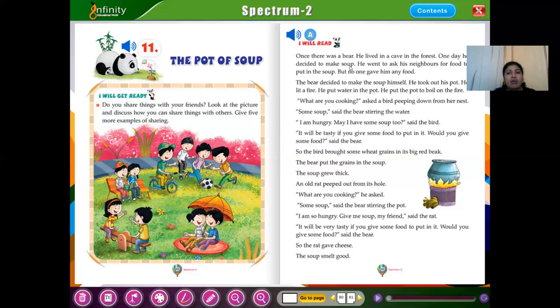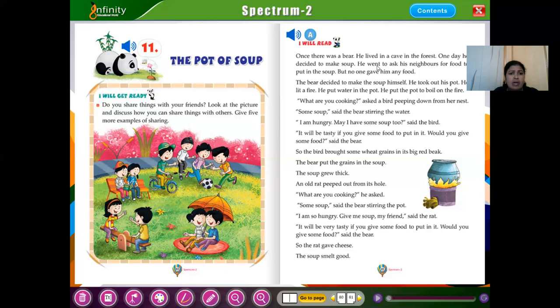So, one day, the bear decided to make soup. You already understand what soup is. Soup is a liquid food. Okay. So, who decided to make soup? The bear. A bear decided to make a soup. He went to ask his neighbors for food to put in the soup. So, if the bear wants to make a soup, he wants some vegetables or maybe meat or something else, isn't it? So, he went to ask his neighbors.